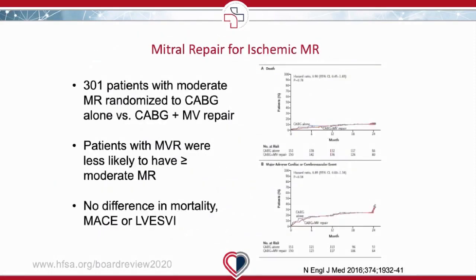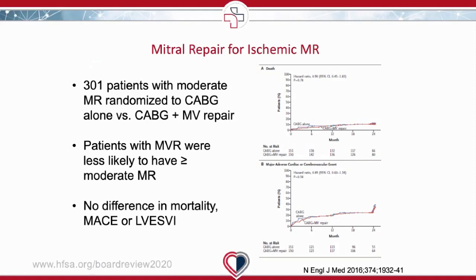So what about mitral repair for ischemic MR? This trial reported 2-year outcomes of patients with at least moderate MR who were undergoing revascularization with either CABG with mitral valve repair or CABG alone. So do you fix it or do you just revascularize it? Patients with mitral valve repair were less likely to have greater than or equal to moderate MR, and there was no difference in mortality or major adverse cardiovascular events, and no difference in LV remodeling on echo. However, neurologic events and SVT and AFib were higher in the CABG plus mitral valve repair group.